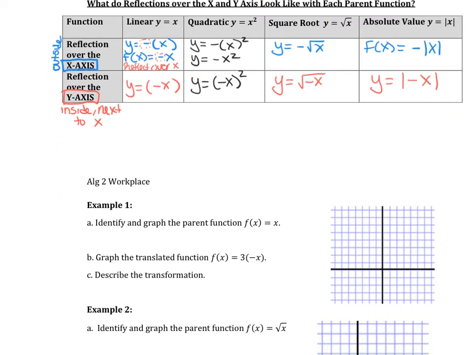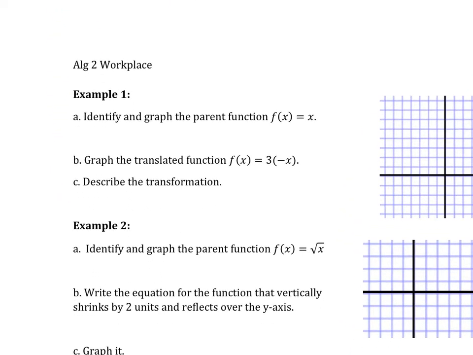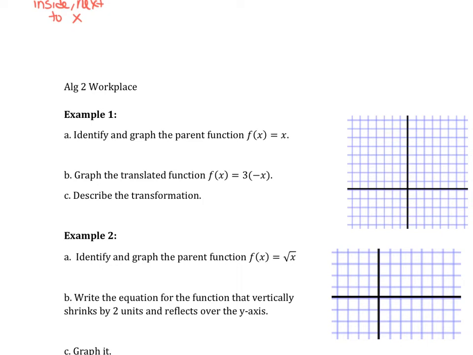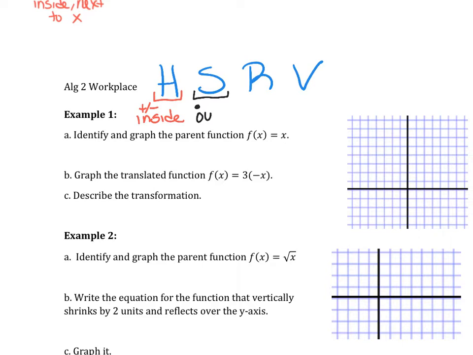So we go on to the next page. I'm going to write down my order up at the top just so I remember. H, S, R, V. We haven't done V yet, but it's a good habit to get into writing it. So H, just so we remember, is addition or subtraction inside. Stretches and shrinks are multiplication outside. And reflections are negative signs. Negative signs are different than subtraction.